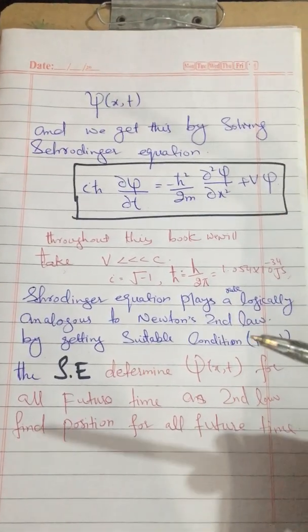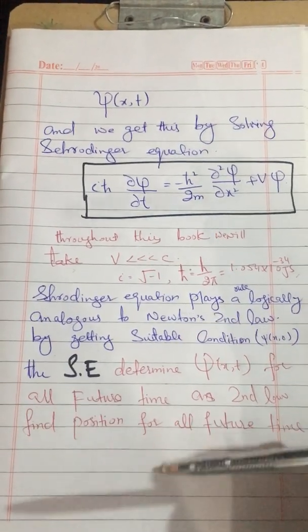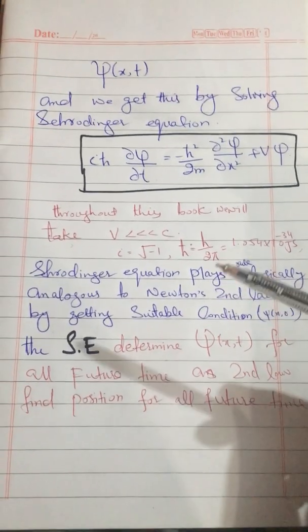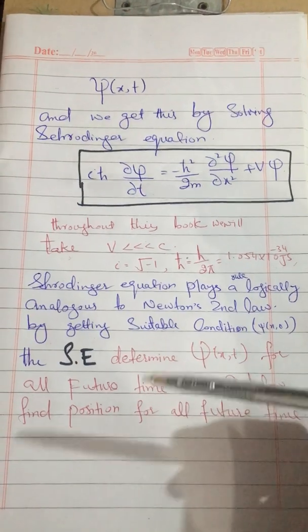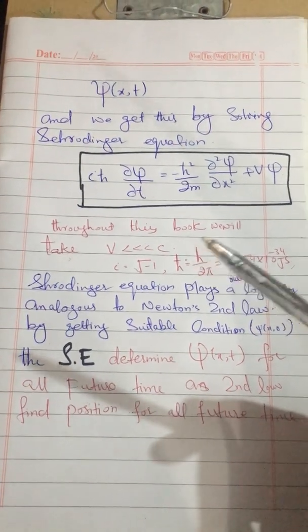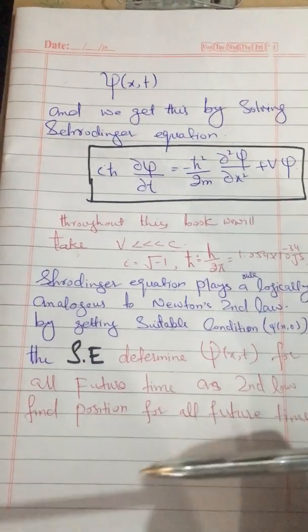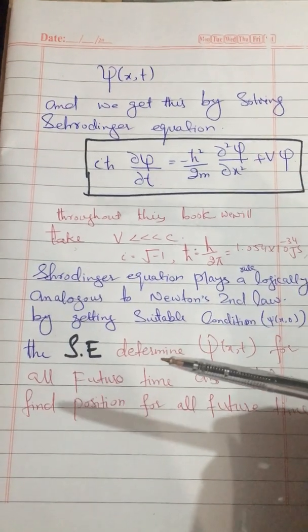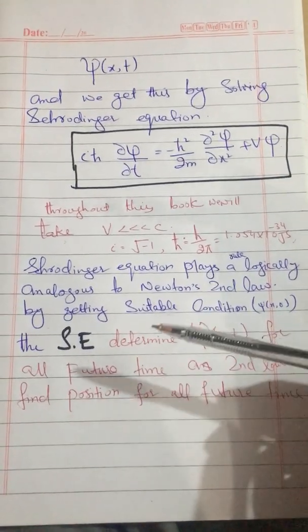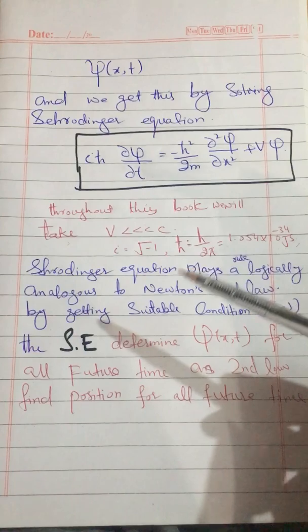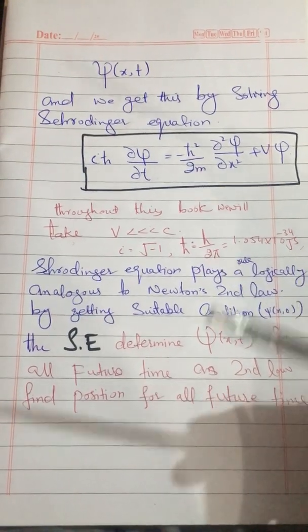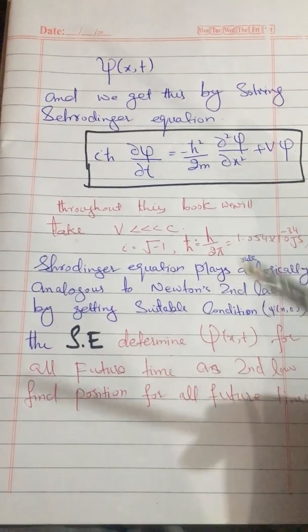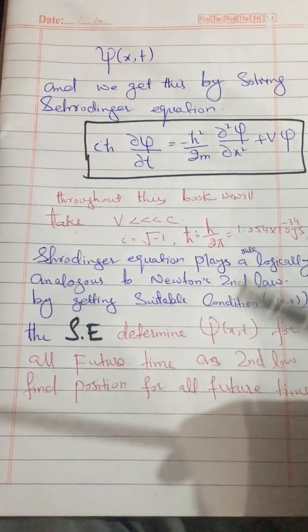So this is our first topic: what is the role of the Schrodinger equation, or what does quantum mechanics deal with. Quantum mechanics deals only with the wave function. Classical mechanics deals with the position directly, but quantum mechanics is only dealing with the Schrodinger equation or wave function.